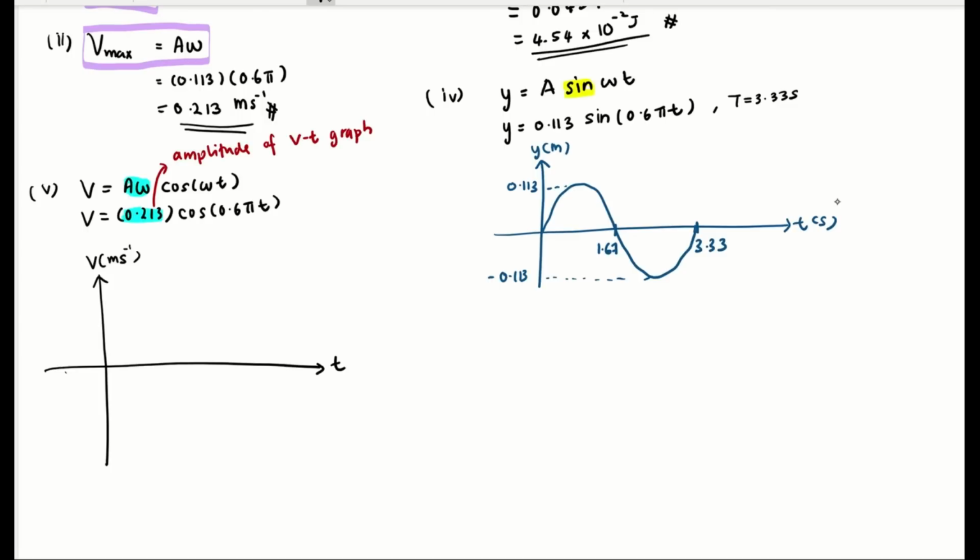And then here we have T in seconds. So that is the cos graph here. Okay, so let's sketch our graph. Cos starts from here, to complete one oscillation.